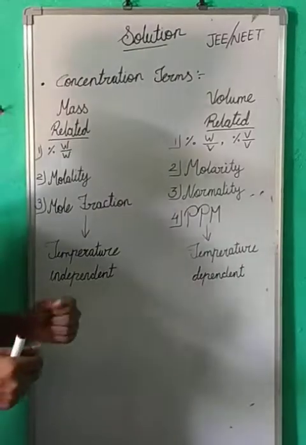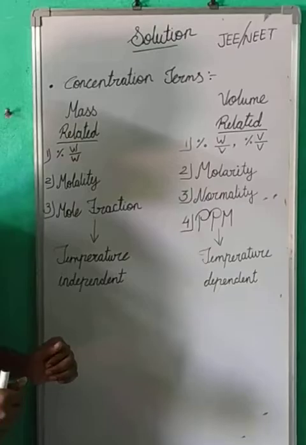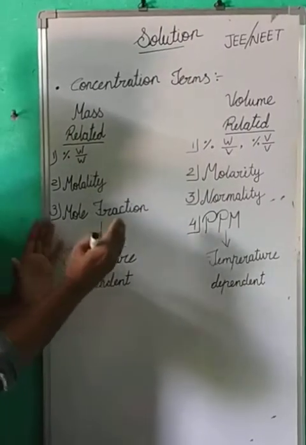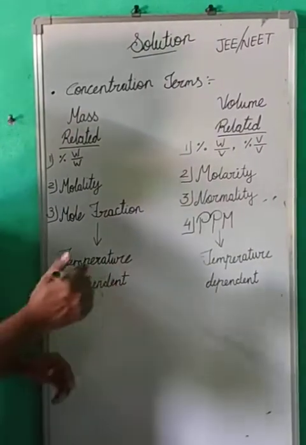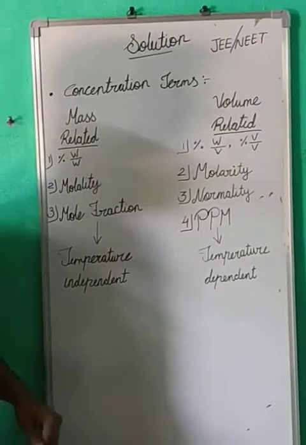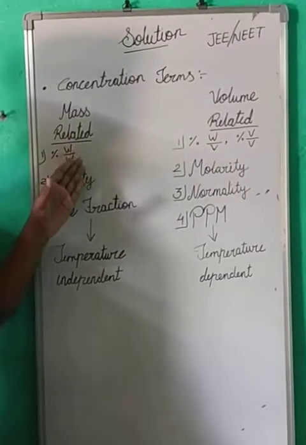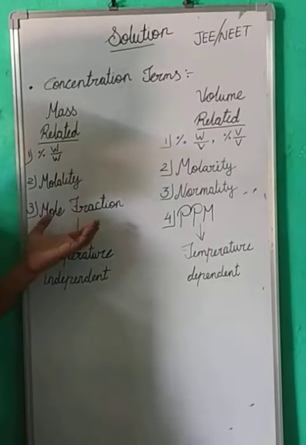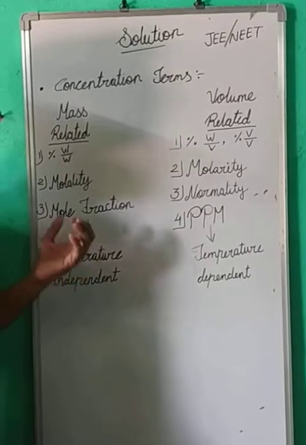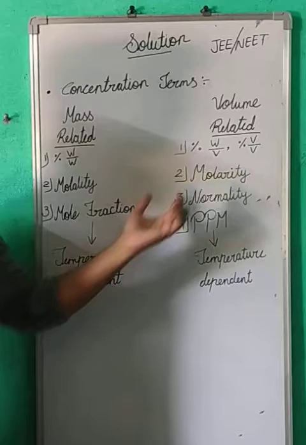Dear students, in the previous video we have discussed concentration terms. Here I have segregated these terms into categories: one related to mass, the other related to volume. These terms are related to mass, meaning percentage mass, weight by weight, molality, and mole fraction consist of the term weight or mass in it, and these terms consist of the term volume in it.